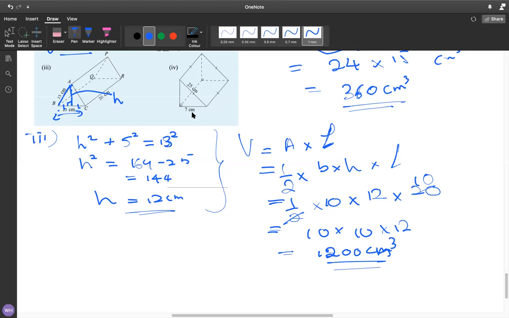Now here this is 25 and this is 7, and you need to find the value of h in here. The ones who need my help, let me know quickly.